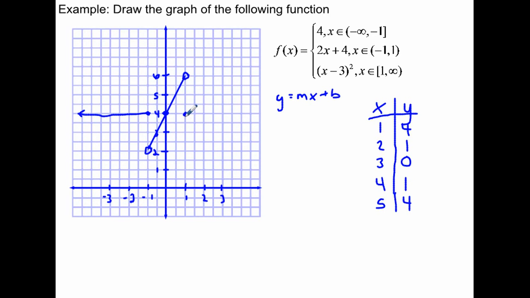And then I can continue plotting my points to get an idea of what this graph looks like. So I have (2, 1), (3, 0), (4, 1), and (5, 4). And then I will connect the dots with as smooth a line as possible.